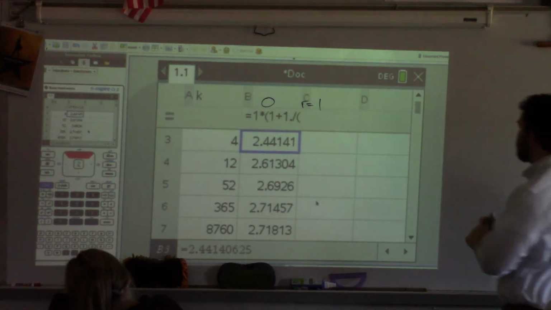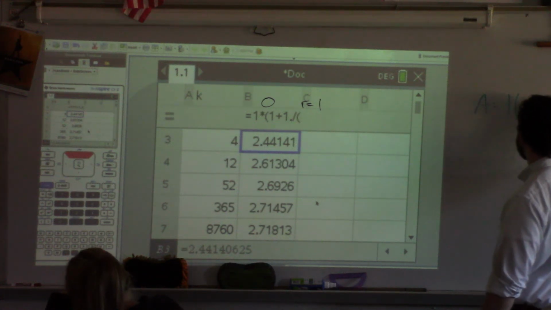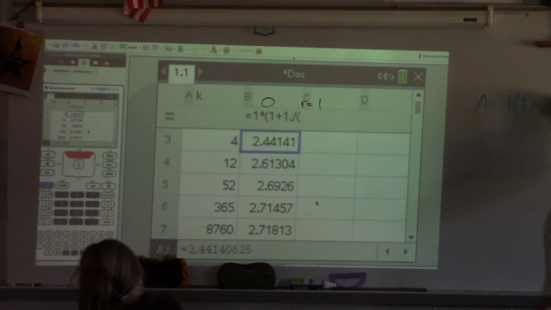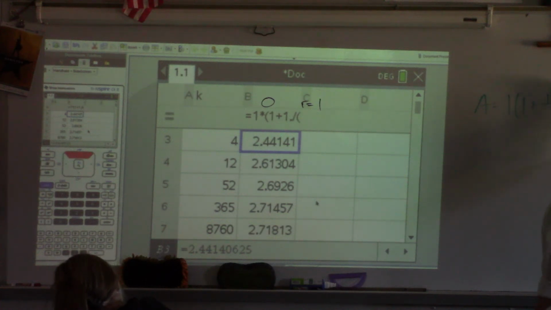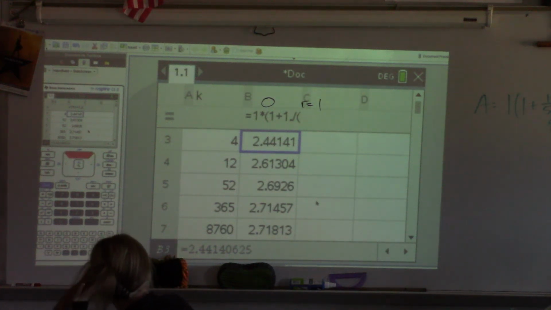For 52, remember, it's always 1 times 1 plus 1 over 52, because that 1 is my R, my interest rate, divided by K, which is 52 because it's weekly, raised to the 52, that's K again, times T, which is the number of years, and it's only 1 year. So we're just plugging in that 52 for K.